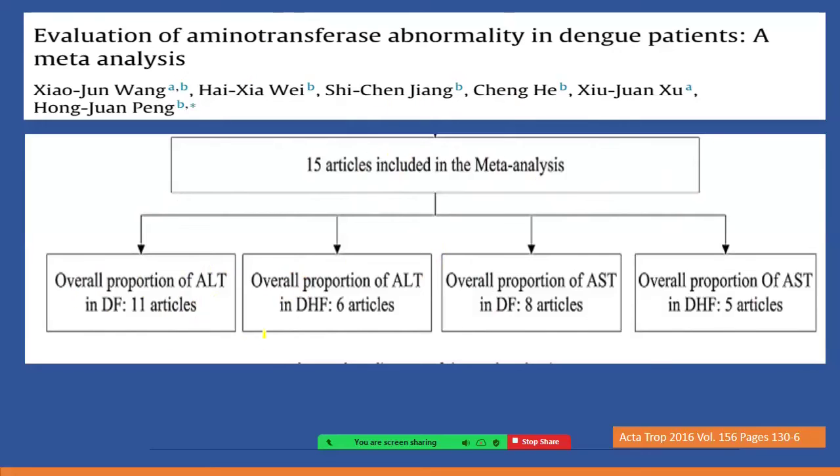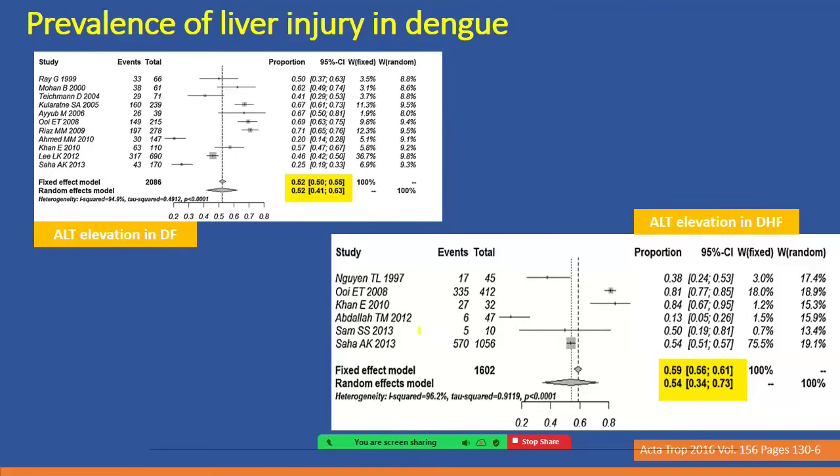So 11 articles had data on ALT elevation in dengue fever, whereas 6 articles had data on ALT elevation in dengue hemorrhagic fever. Similarly, 8 articles had data on AST elevation in dengue fever, and 5 articles had data on AST elevation in dengue hemorrhagic fever. This meta-analysis found that ALT elevation is present in 52% of patients with dengue fever, and this percentage increased only marginally to 54% in patients with dengue hemorrhagic fever.